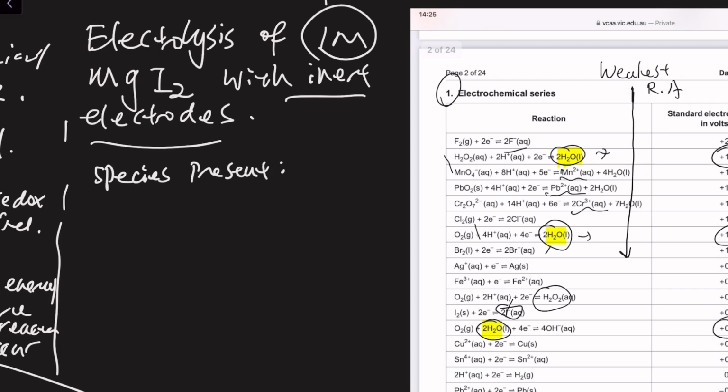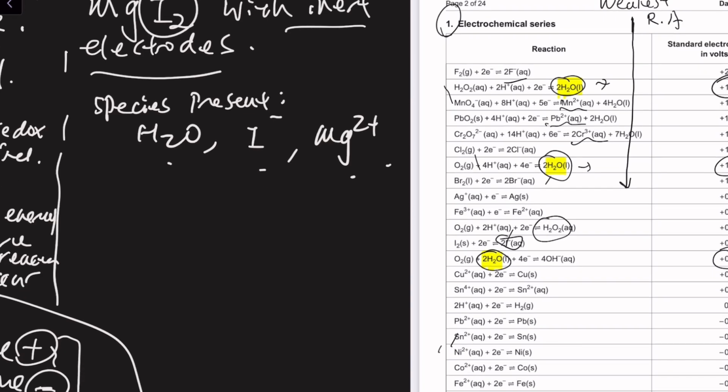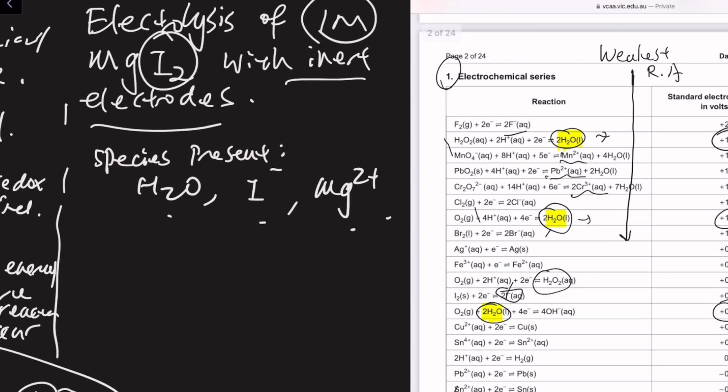Okay, so let's look at what species is present. So we know that water is present. We also have the negative iodine ion present. We also have magnesium ion present. So these 3 are the only species present in our system. So let's look at their relative location.